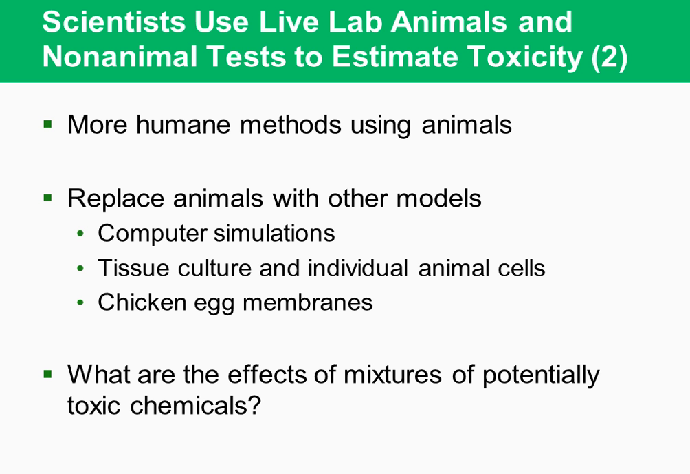There are more humane methods than using animals. We can use computer simulations. We know enough about chemistry now that those tend to be fairly accurate. We can do tissue cultures or use individual animal cells to see what type of exposure would kill off just a cell. And we use a lot of chicken egg membranes. And so again, we don't always have to use animals.